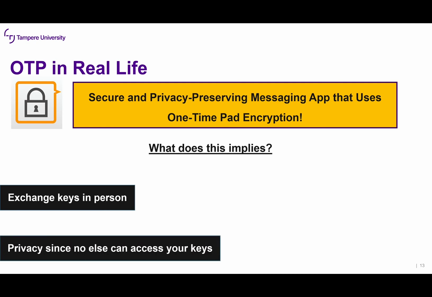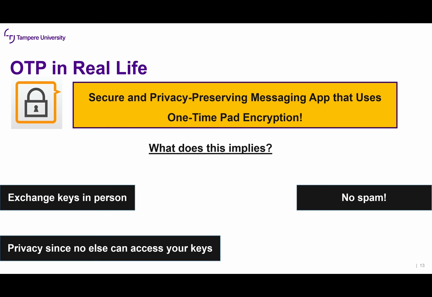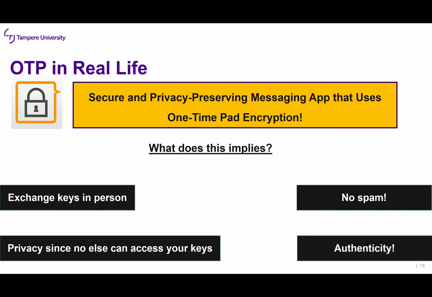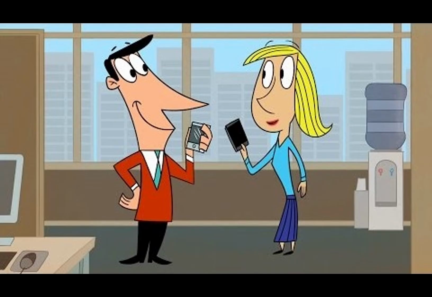It provides privacy since no one else can access our keys. There's no spam, because if someone wishes to send you a message, he needs to have exchanged keys with you. And we assume, the developers assume correctly, I think, that in order to exchange keys with someone, it will be someone that you know or someone that you trust, someone that you meet physically. So you will avoid spammers. And this, of course, implies also authenticity, because you know that someone who is texting you has been authenticated because you have met in person. Good, so let's see an example.